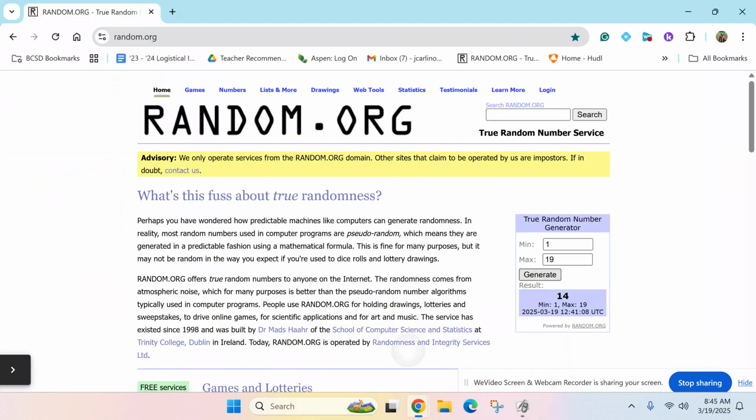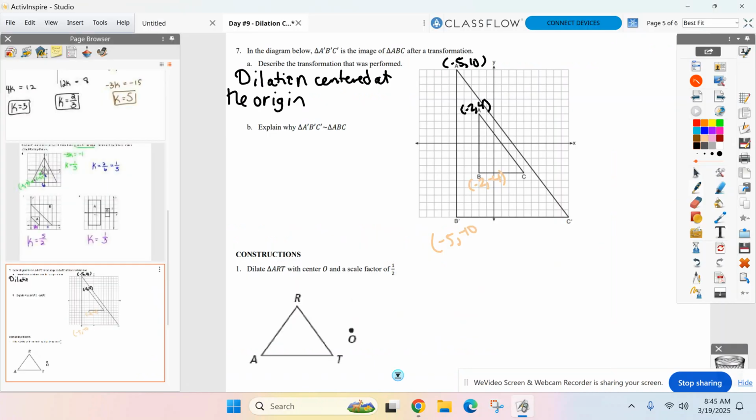Dilation centered at the origin with the scale factor of, what'd you find with the scale factor, Keating? 2.5. 2.5 or 5 halves, yep. If you didn't want to do that, remember you can always count the length of 2 corresponding sides, and that'll give you the scale factor.